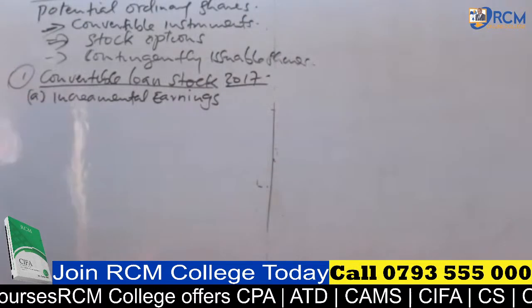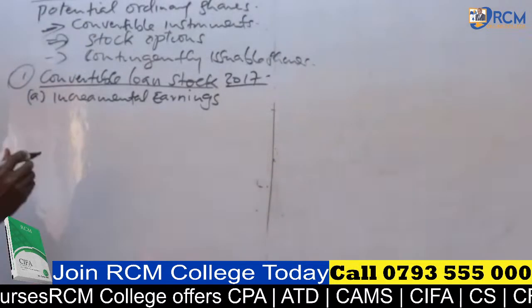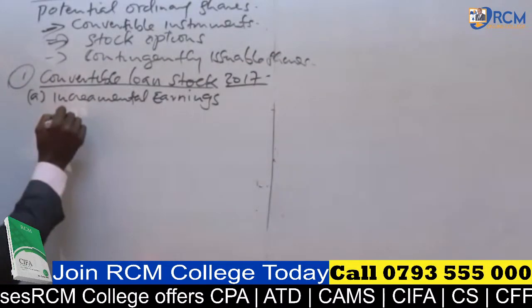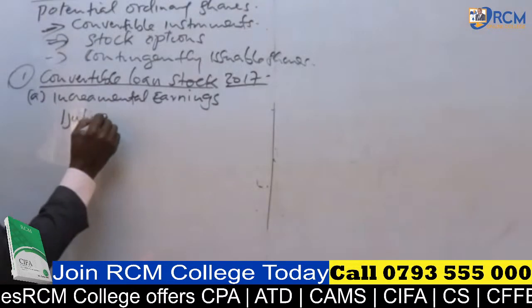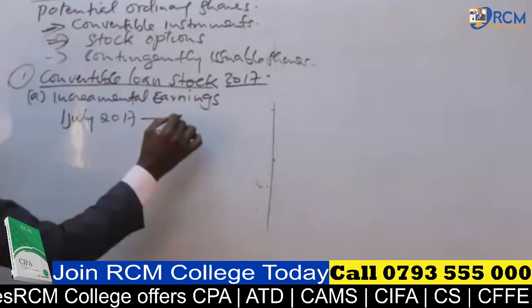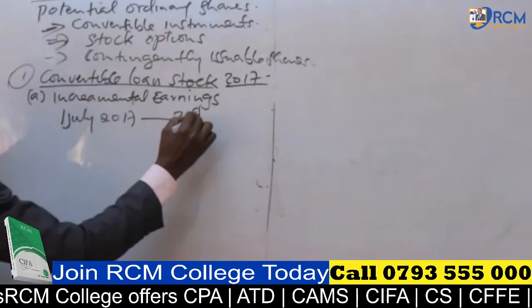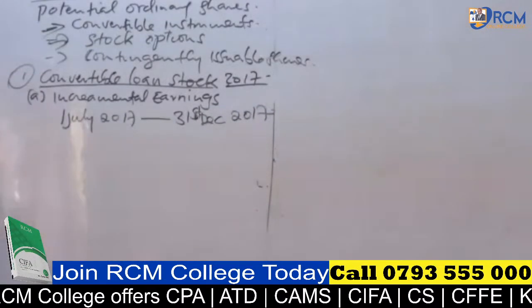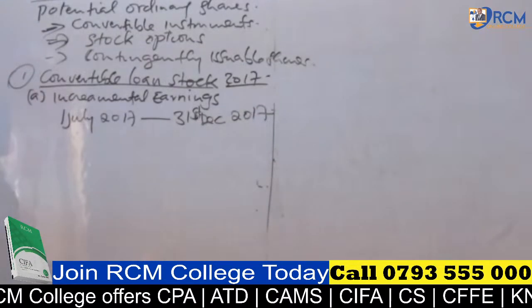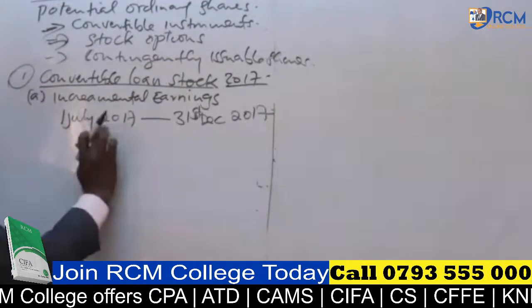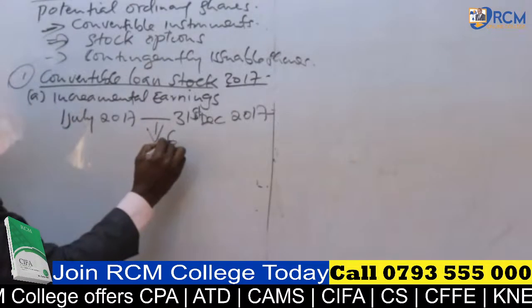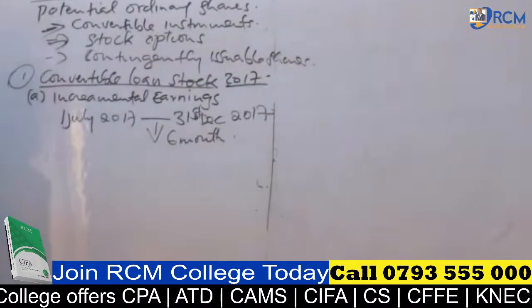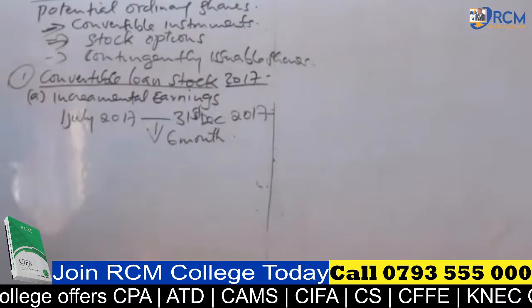Now let's see. In 2017, remember we issued this debenture on 1st July 2017. We are ending the year on 31st December 2017. Therefore, if we issued on 1st July, we shall only pay interest for 6 months. We shall only pay interest for 6 months in 2017, because we issued on which day?